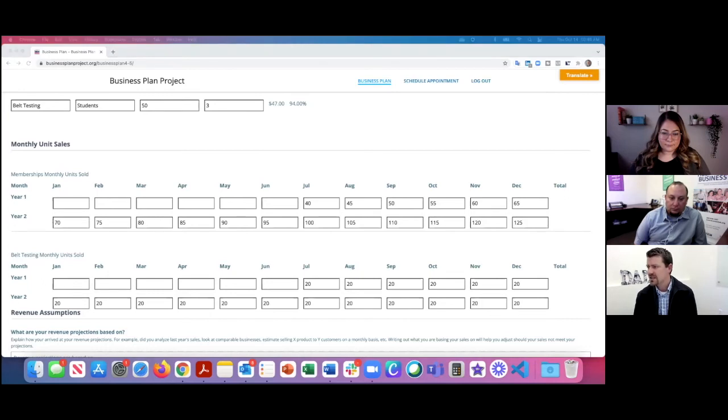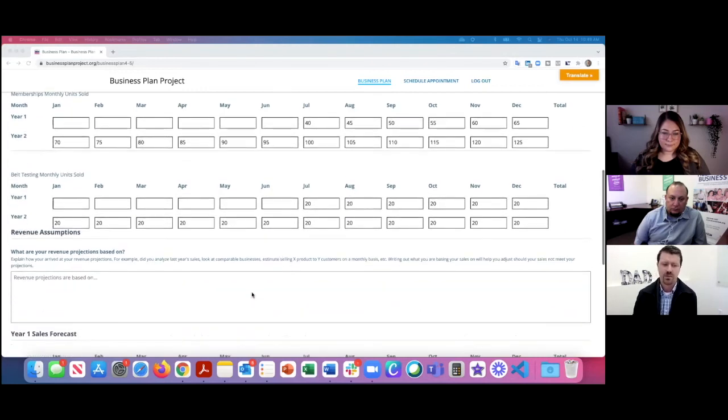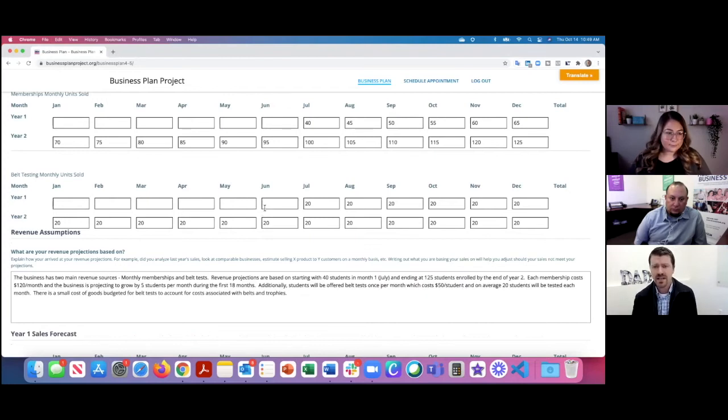In addition to coming up with that, we're going to have to write it down, right? If I'm looking at this from a banker's point of view, I want to know what these sales figures were based on. So I wrote a sentence explaining that. The business has 2 main revenue sources, monthly memberships and belt tests. Revenue projections are based on starting with 40 students in month 1, or July, and ending with 125 students by the end of year 2. Each membership will cost $120, and we're projecting to grow by 5 students a month for the first 18 months. Additionally, students will be offered belt tests once per month at a cost of $50. On average, 20 students will be tested each month, and there's a small cost of goods.